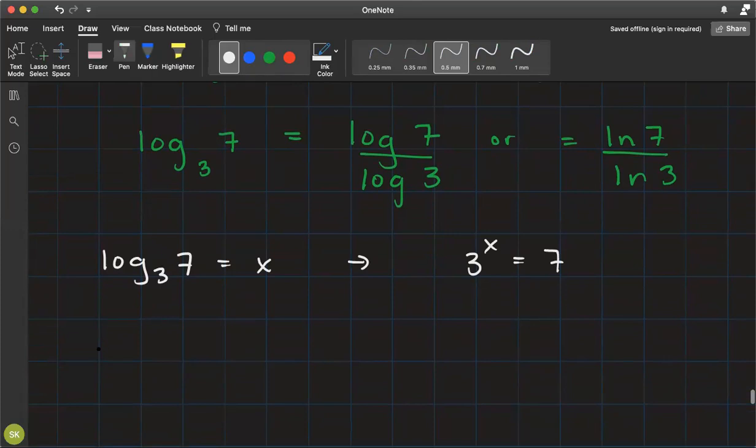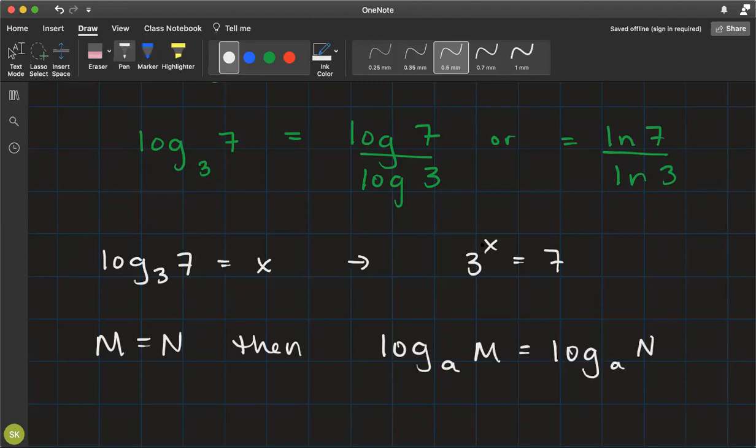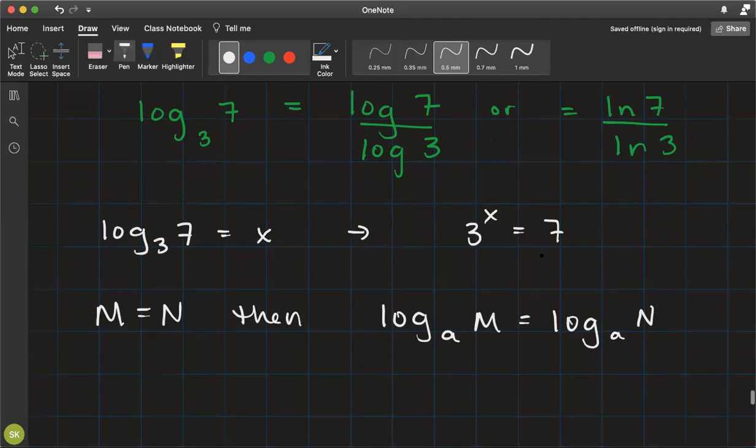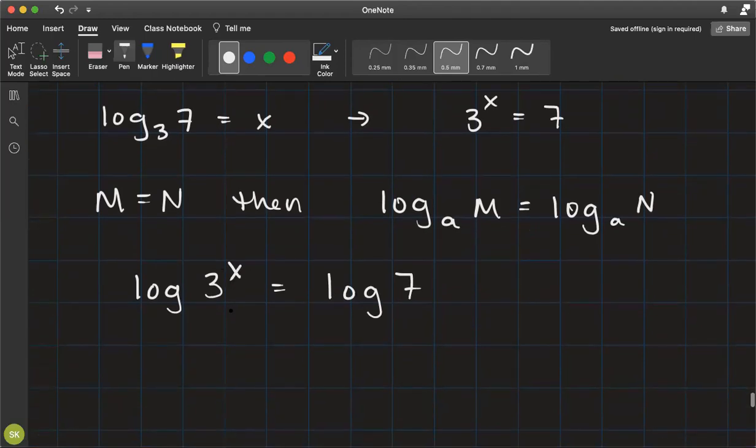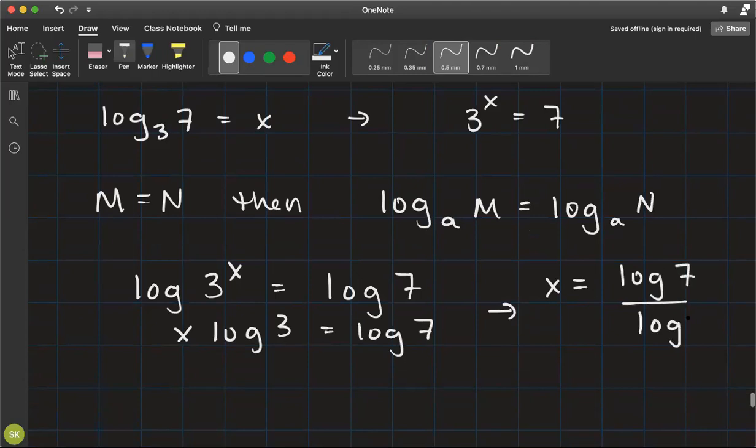Now what happens if I take the log of both sides? Now remember what we said, there was a rule that says if m is equal to n, then we can just put a log, any log we want, in front, and these will be the same. Well, here I can let this be m and this be n. So log of 3 to the x is equal to log of 7. And because I have a power, then x log 3 is equal to log 7. And then to solve for x, you can say x is equal to log 7 over log 3, which is the change of base formula.